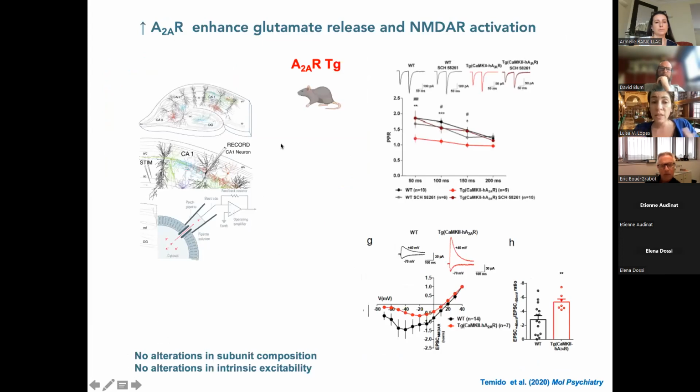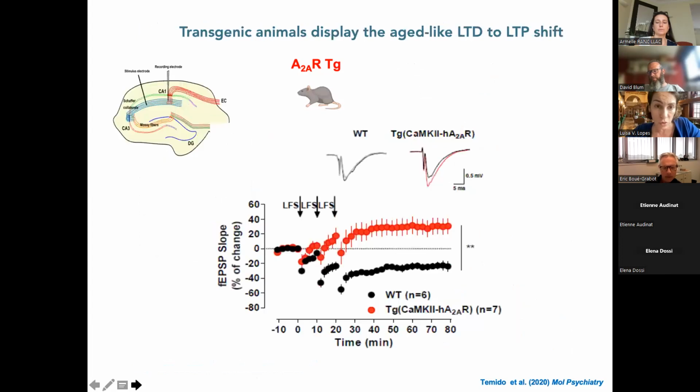And then we did individual recordings by patch clamp to understand what was happening in terms of function of these neurons. And what we remarked was that it's a purely presynaptic effect, and we did this with paired pulse ratio. And these effects in paired pulse ratio were completely blocked if we block the receptor. And also we remarked that we had really a difference in the NMDA receptors. So the channels were more activated, although we had no alterations in subunit composition or intrinsic excitability of the neurons.